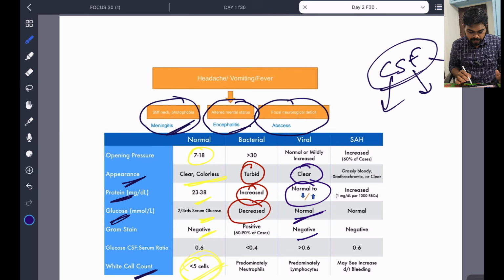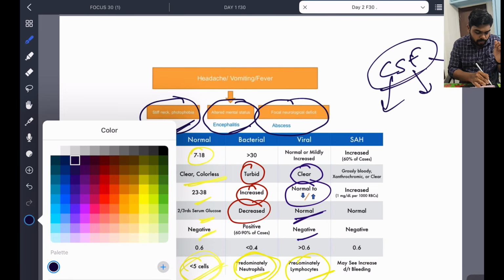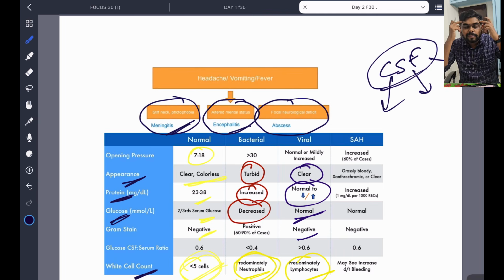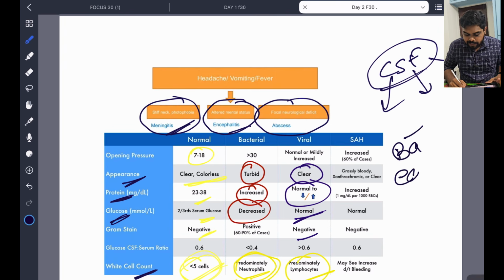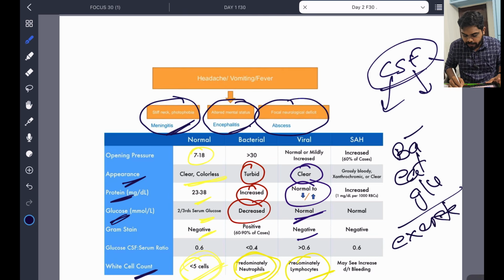Okay, now you see some other point here. You can see bacterial meningitis predominantly neutrophils and viral predominantly lymphocytes. Okay, so in bacterial, the appearance becomes turbid, the protein is increasing and glucose is decreasing. So the idea or mnemonic I made is: bacteria living in the CSF need some energy. So bacteria eat glucose and excrete protein.